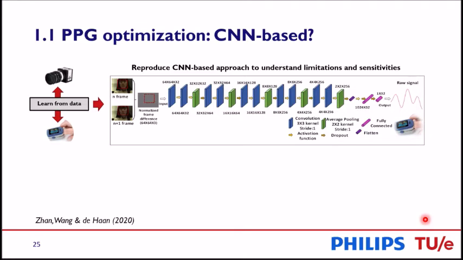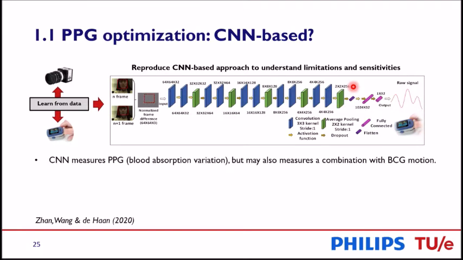Then recently we also see a trend of using the CNN to measure the vital signs from the video in an end-to-end fashion. So the core idea of the CNN is to learn the extraction from the data, for example, to map the video to a contact sensor. And then we did a study, trying to reproduce the CNN-based approach and also to understand the limitations and sensitivities as compared to our conventional approach. And here I would summarize our main findings or conclusions.